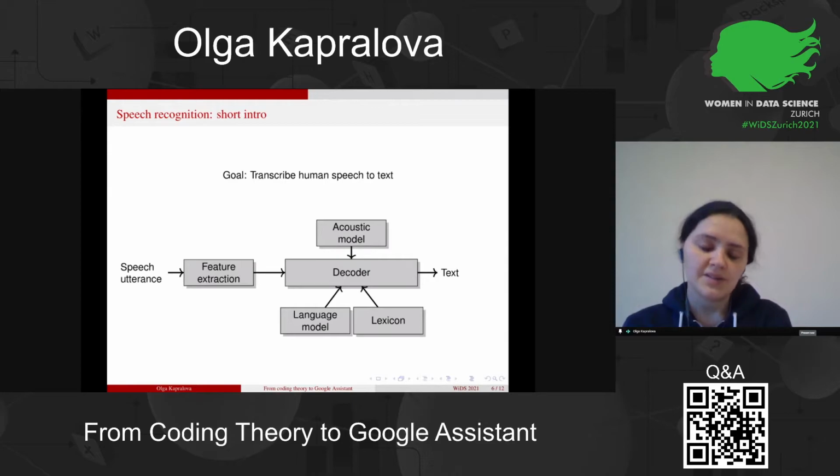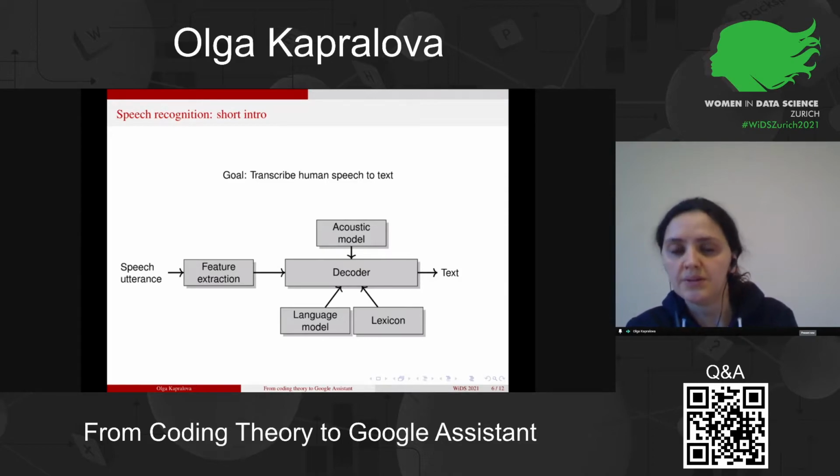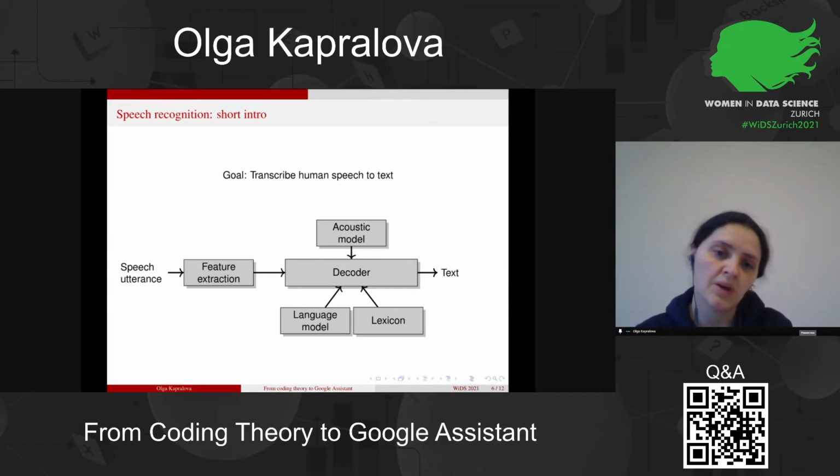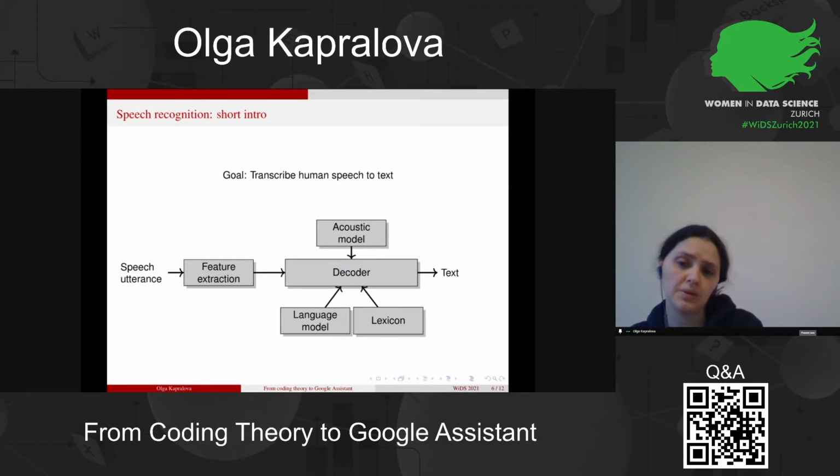I think it's a good idea to give a high-level description of how speech systems work. The goal is very simple. You're given human speech and you need to transcribe it into text. Here are the major components of the system. First, this continuous waveform is transformed into a set of finite length feature vectors. After that, the sequence of feature vectors is passed to the decoder, and the decoder outputs the text.